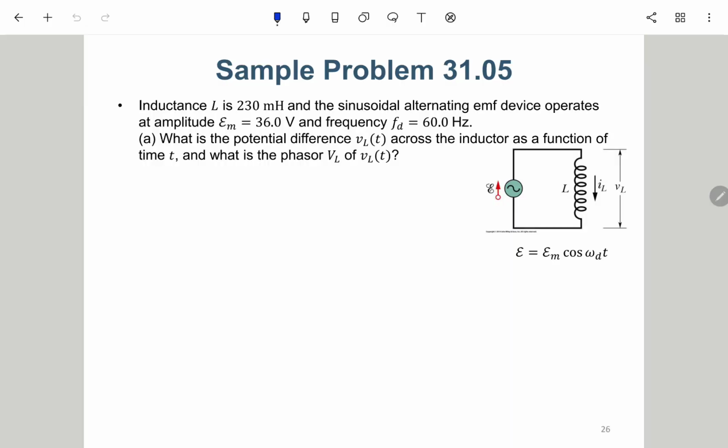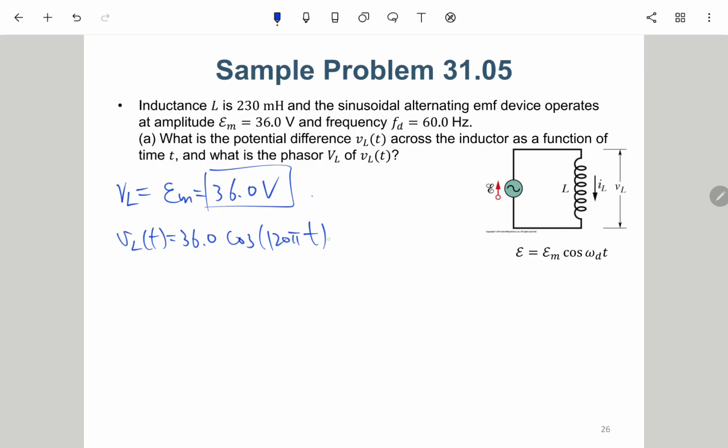Okay, so the next one is for the inductor. So for the inductor, L is 230 millihenry. Other things are the same. And then what is the potential difference, VL of t, and then what is the phasor VL? So the same VL will be EM, which is 36.0 volts. So this is also the same thing, VL of t will be 36.0 cosine 120 pi t volts.